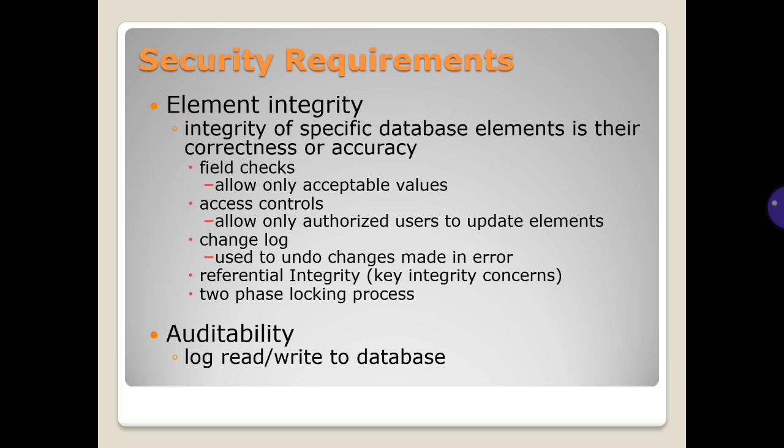Security requirements: element integrity and auditability. Integrity of specific database elements is their correctness or accuracy. Field checks allow only acceptable values. Access controls allow only authorized users to update elements. A change log is used to undo changes made in error. Referential integrity, key integrity concerns, and the two-phase locking process. Auditability: log read or write access to the database.